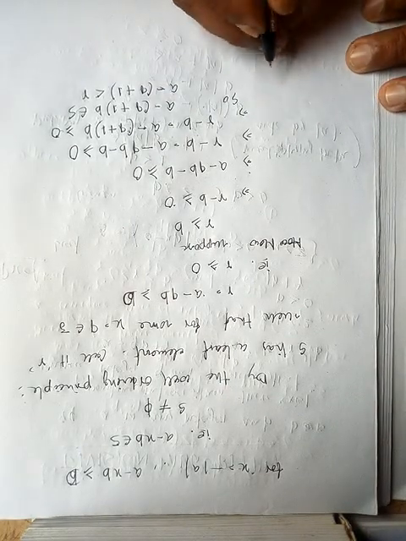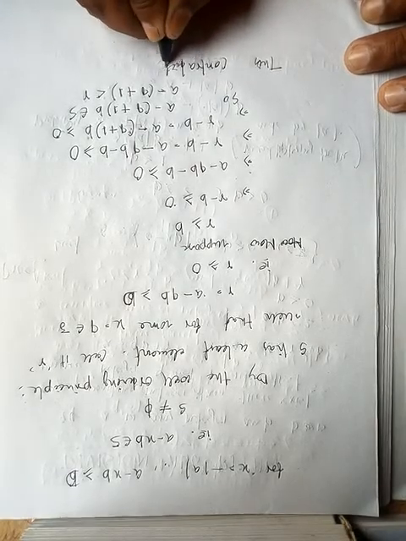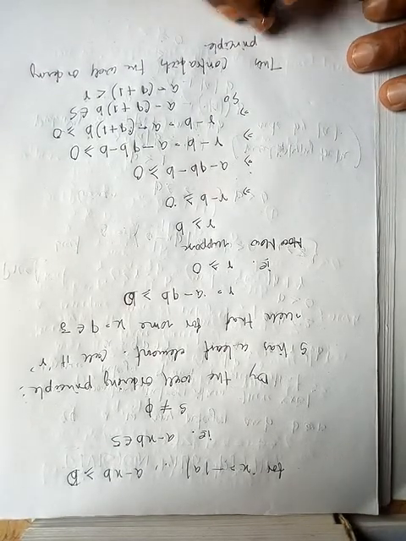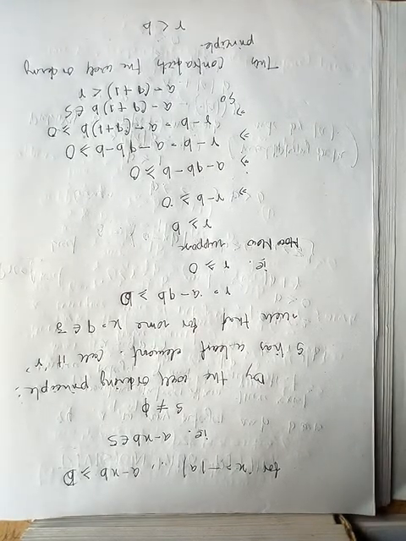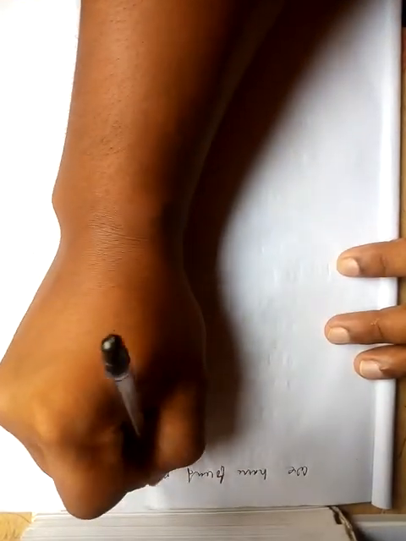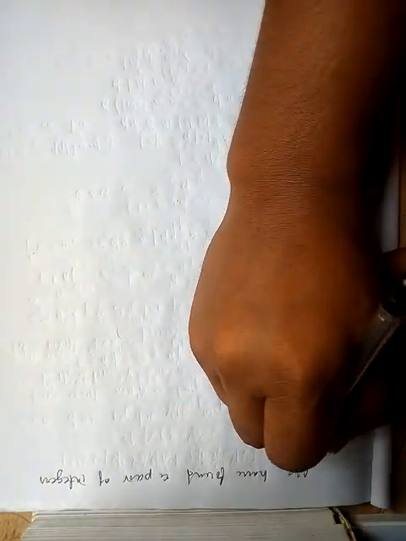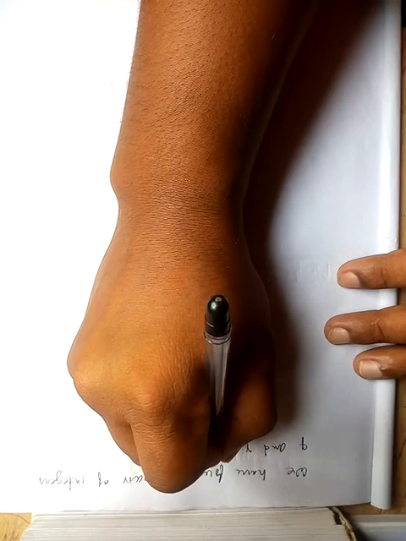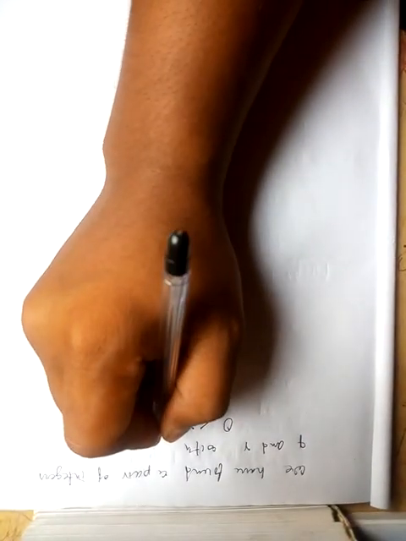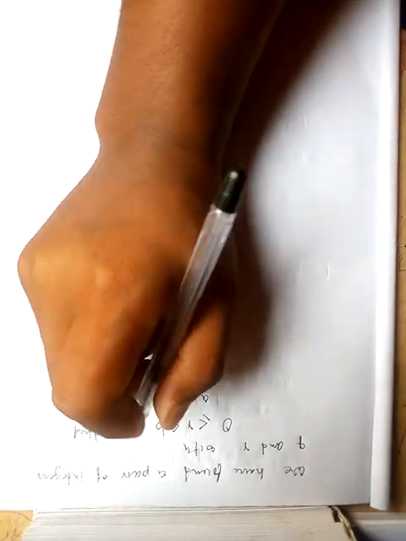Okay, so now this contradicts the well ordering principle. So we can say that R must be less than B. So we have found a pair of integers, Q and R, where R is greater than or equal to 0 and less than B, such that A equals QB plus R.